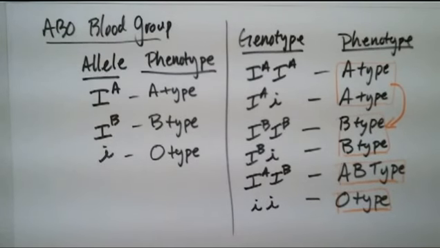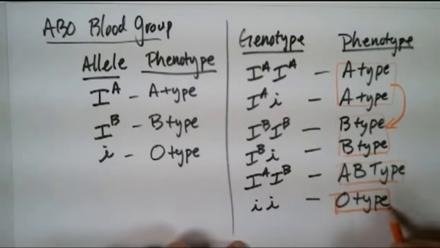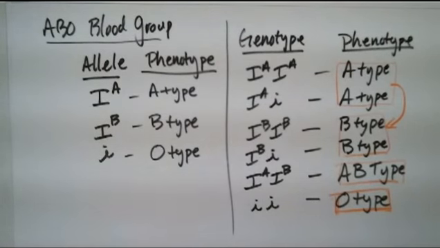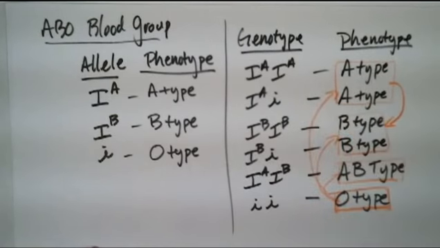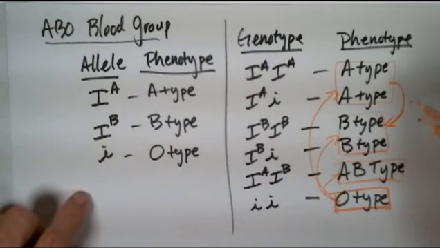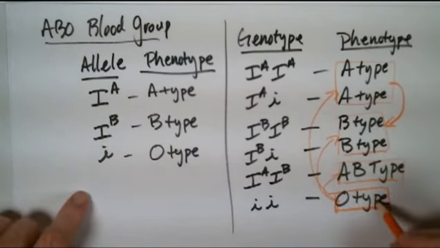Basically, it ends up killing them. Since type O doesn't express any of the antibodies, any of the protein, that means it can give blood to every one of these people. It's called the universal donor. But none of these people can give blood to the O.